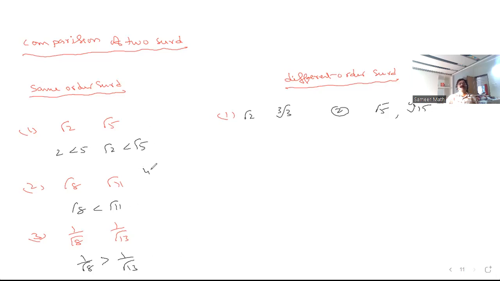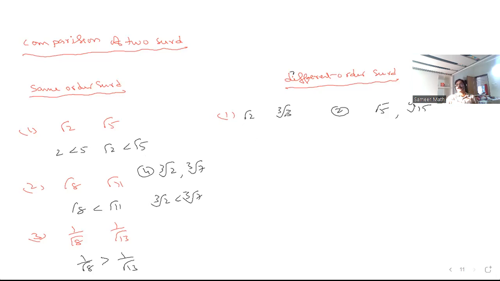Okay, now I want to tell you one thing here. Same order: cube root of 2 and cube root of 7 are there. Simply, cube root of 2 is less than cube root of 7. You won't get any kind of problem here. Directly you can write by seeing the radicand, provided the two sides are of the same order. If different order surds are given, then you land in trouble.